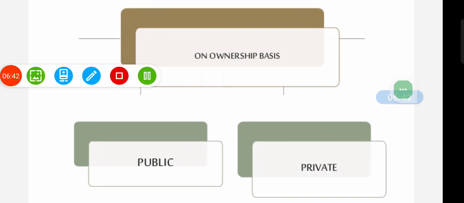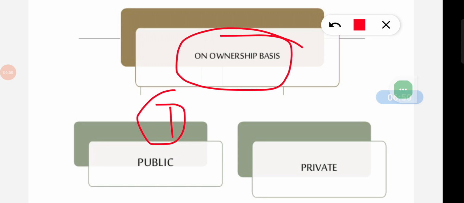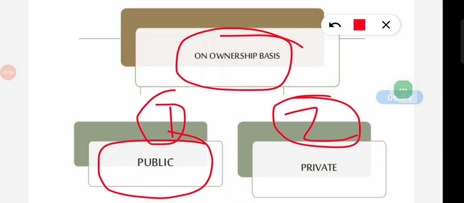On the basis of ownership, there are two types: one is the public sector and the second one is the private sector. So what is the public sector? The public sector is where all human beings can interact, and the private sector is like my house.